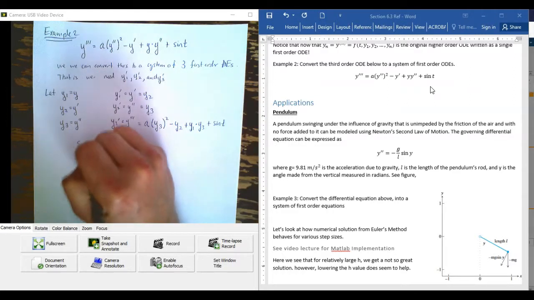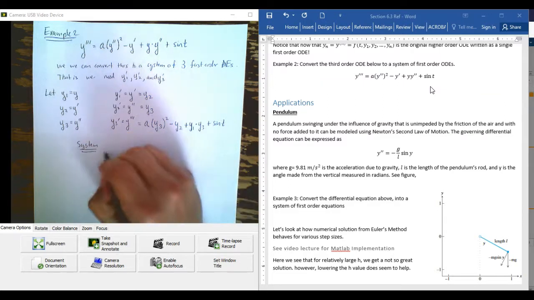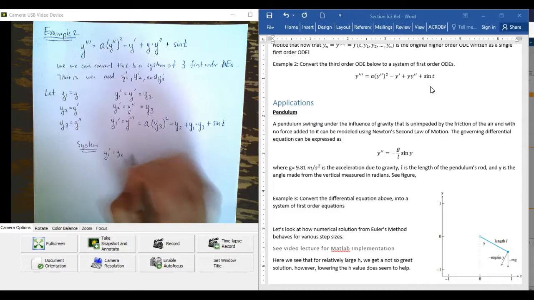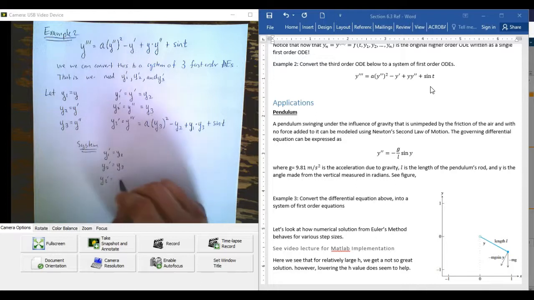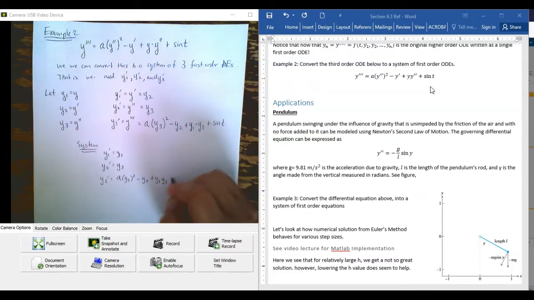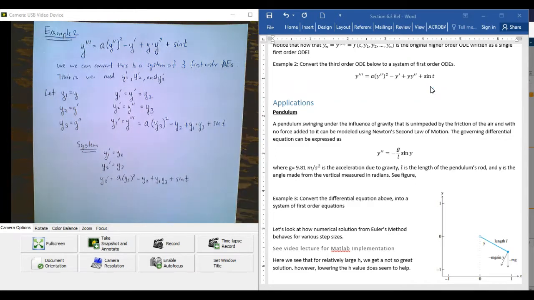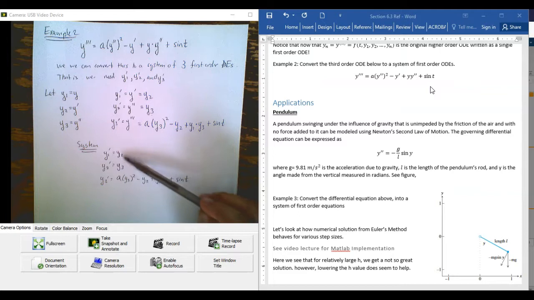Therefore, our system would be y1 prime equals y2, y2 prime equals y3, and y3 prime equals a y3 squared minus y2 plus y1 y3 plus sine t. So we've reduced it to a first order system that only involves these variables rather than the derivatives. And of course we could just do that Euler method on all three equations simultaneously. Of course that would be very tedious, so that's why the computer comes in handy when we try to do something like this. Okay?